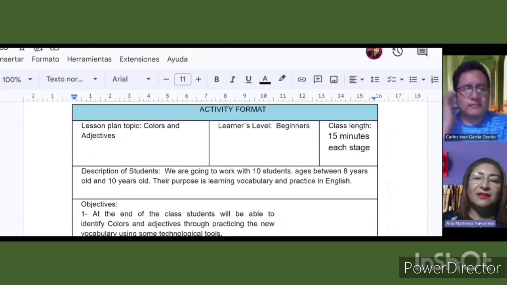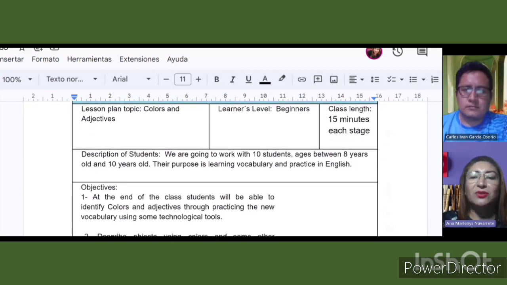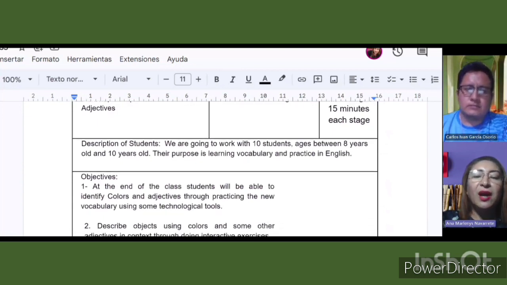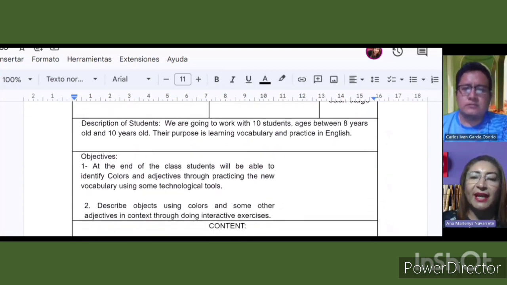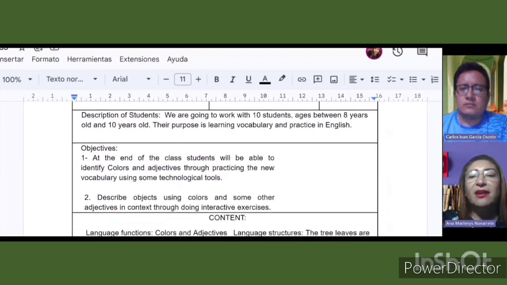Okay, these activities that today we are going to develop are designed for beginners. That is the level of the students, and the topic for these activities is colors and adjectives. This class has a length of 15 minutes for each stage. And the students that we are going to have today are between 8 and 10 years old. And the purpose of this activity is learning vocabulary and practicing English as in usual life.